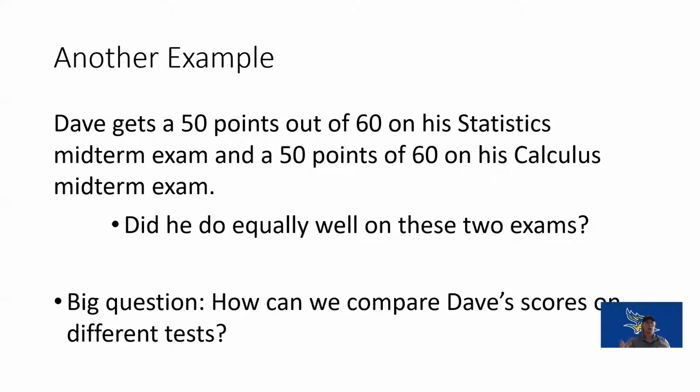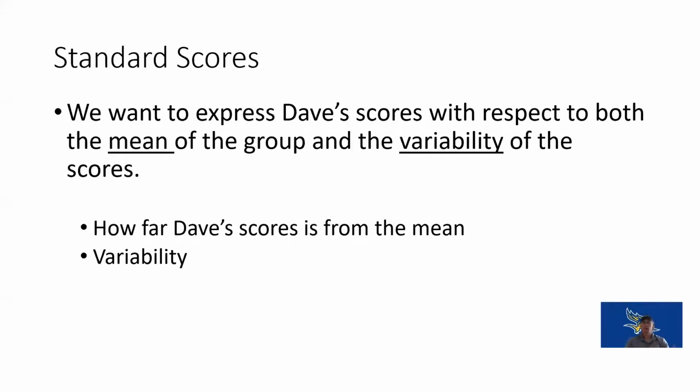Okay, we could say that 50 out of 60 was the same as 50 out of 60 on the calculus midterm, but if his statistics class was a 1,000 level course compared to his calculus class, which was a 4,000 level course, were those the same when it comes to knowledge base, when it comes to difficulty, when it comes to assessing knowledge within that field? So we can't really compare them unless we use another form of measurement or break down those measurements. How we do this is by using standard scores.